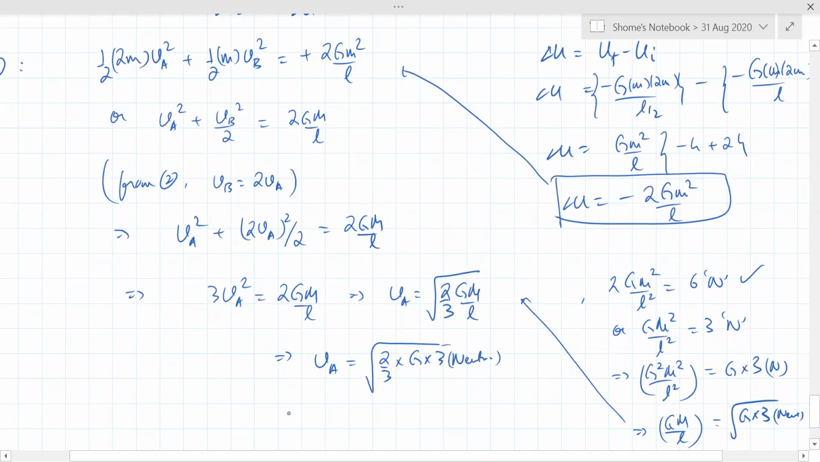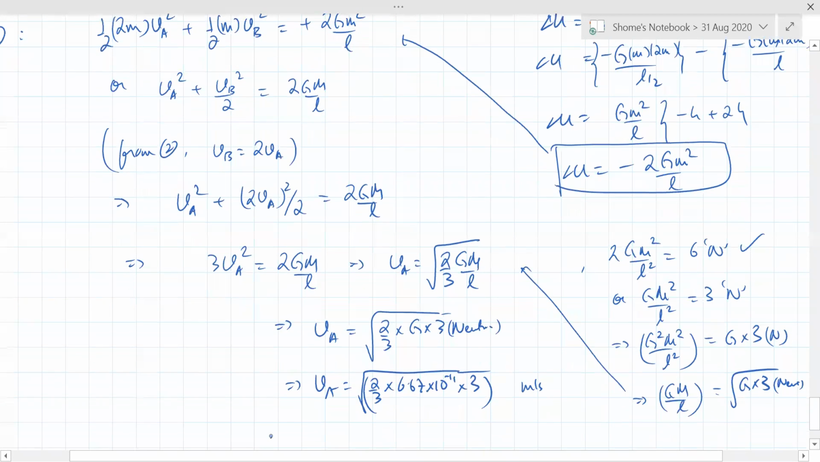So that means Va in meters per second will become square root of 2 by 3 into 6.67 into 10 raised to the power minus 11 into 3. Whatever value comes, this will be in meters per second. And Vb is nothing but twice of Va. So this is how we can do the calculation with minimum excess work.